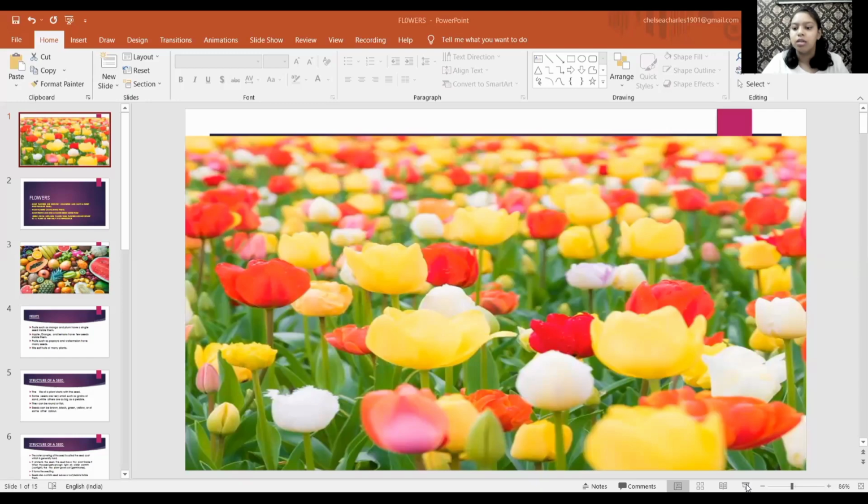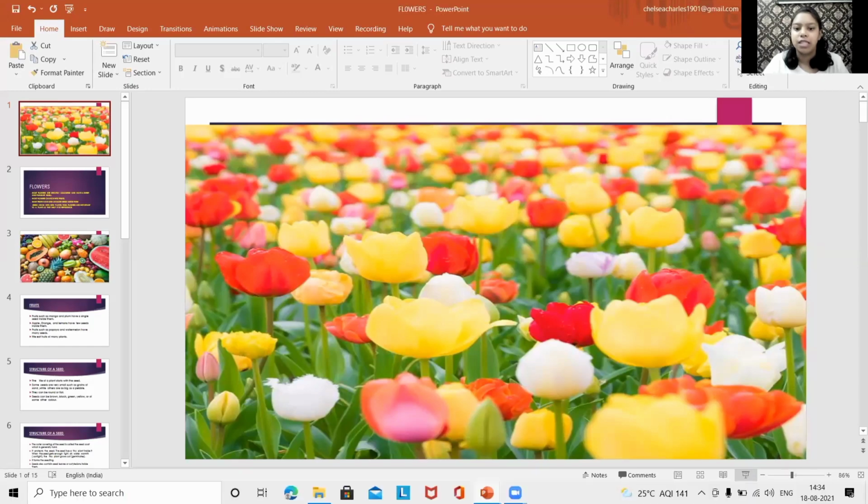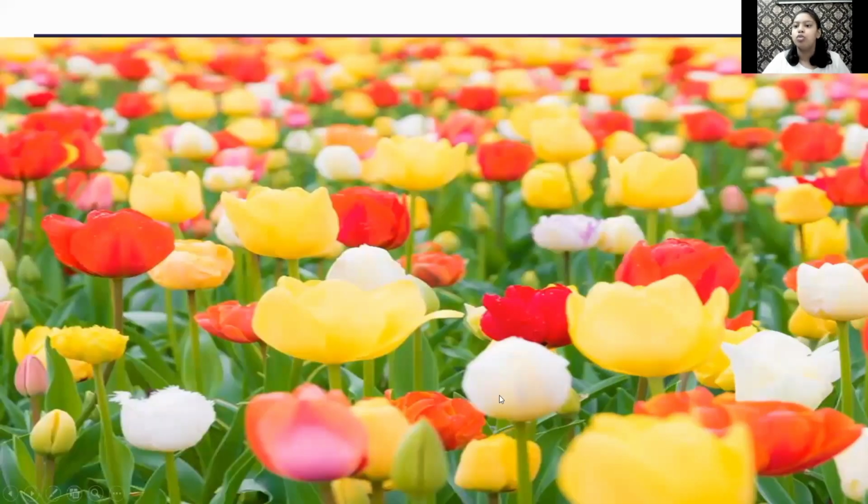Okay, moving on, we are going into flowers. This is the picture of flowers, isn't it, children? Yes, we all see beautiful flowers around us. So now we're going to talk about flowers.